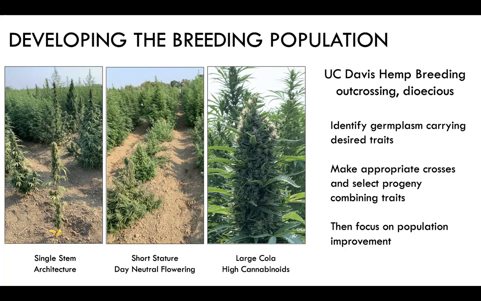So we're not really doing any sort of recurrent selection at this point. We're simply making crosses among these germplasms to accumulate these different characteristics into the same background, from which we can then focus on population improvement.